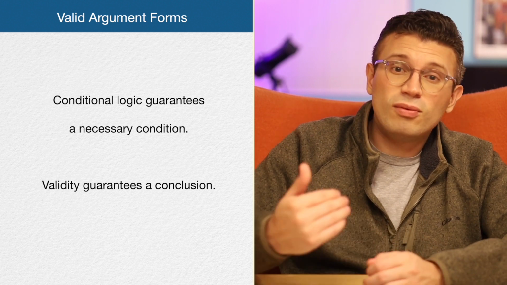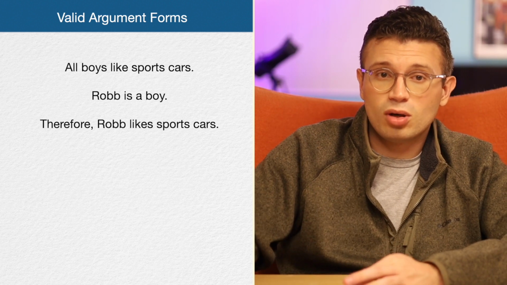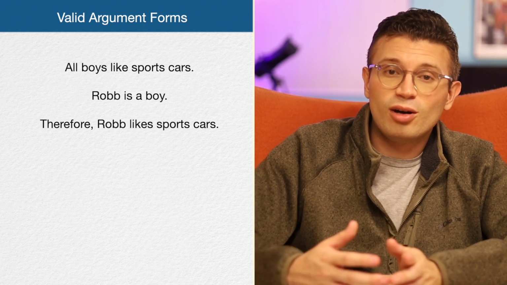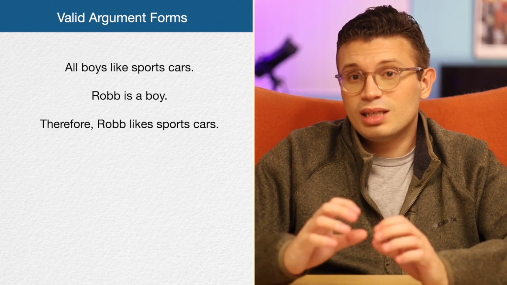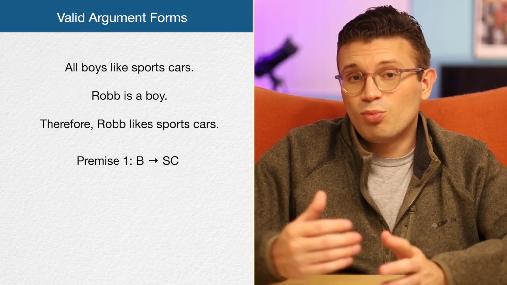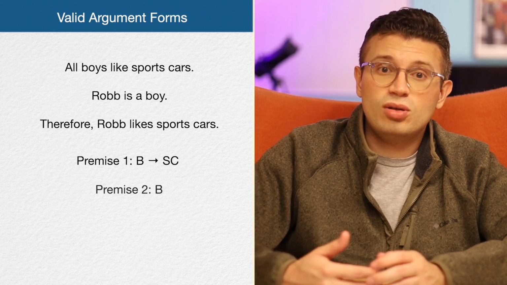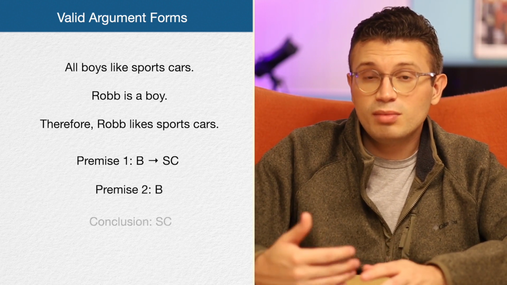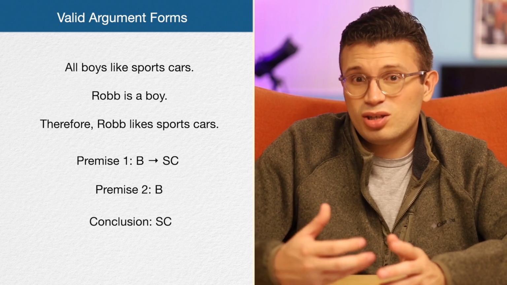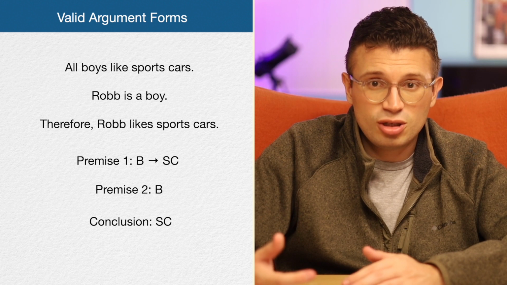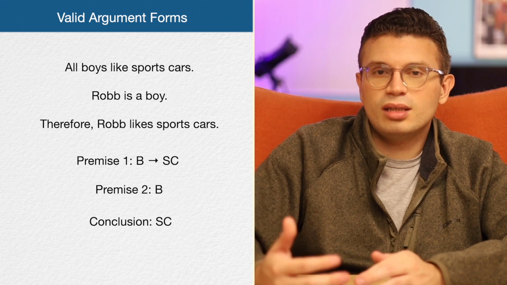All right, so if we look at an example for this, it says all boys like sports cars. Rob is a boy, therefore Rob likes sports cars. If we diagram this out conditionally, what do we get? Premise 1, if boy, then likes sports cars. Premise 2, he is a boy. Conclusion, he likes sports cars. That's it. All we're doing here is just affirming, just agreeing, saying we have our sufficient condition. And by doing that, we're able to guarantee our necessary condition.